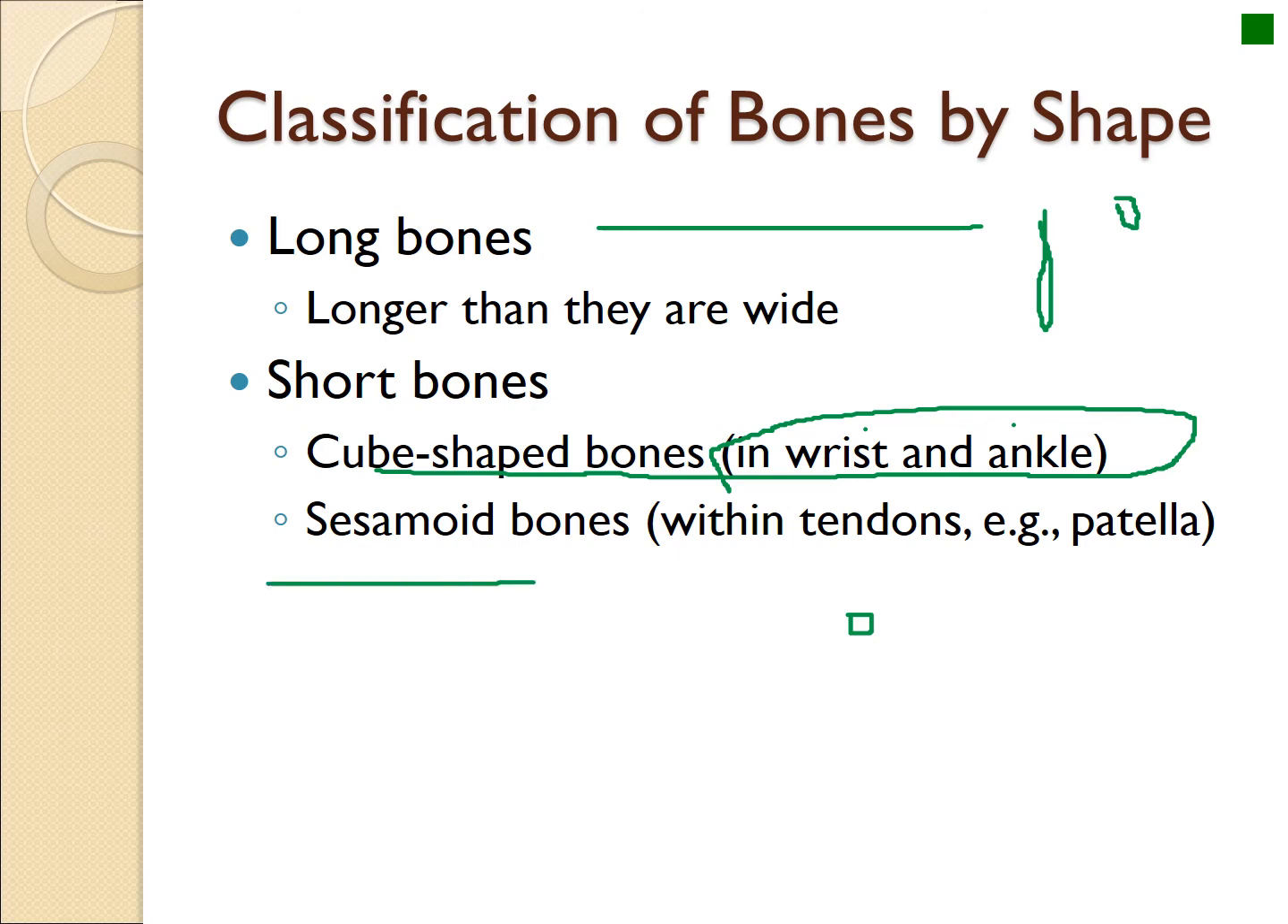Under short bones, we're going to see something called sesamoid bones. These are bones that actually develop as calcifications in the tendons, which includes your patella, your kneecap. Your kneecap is not a real bone, it's a tendon bone, or actually a ligament bone, because it's found within a ligament-tendon complex. So remember, tendons connect muscle to bone, ligaments connect bone to bone.